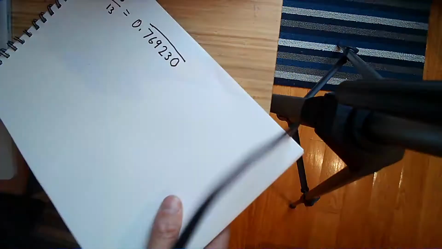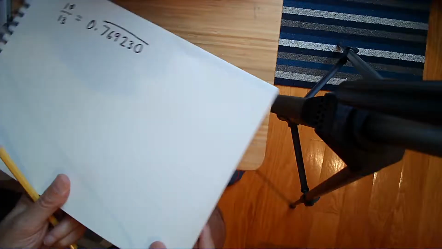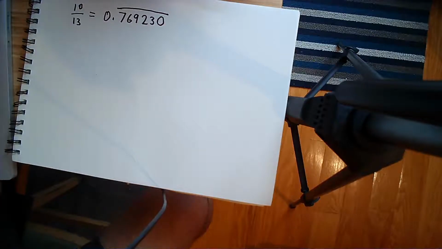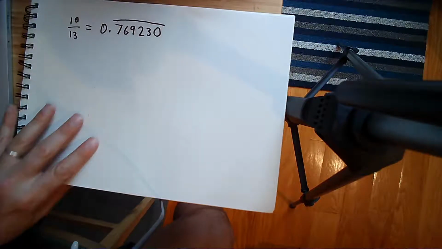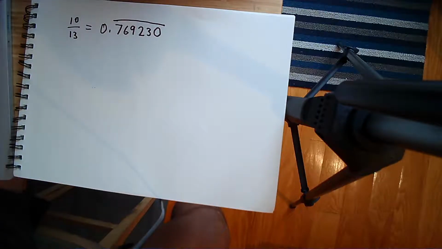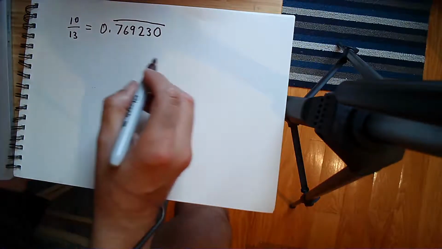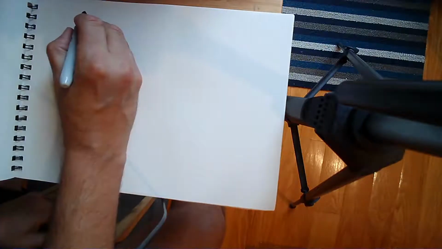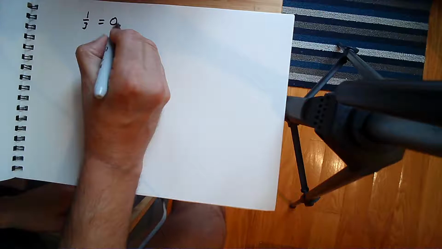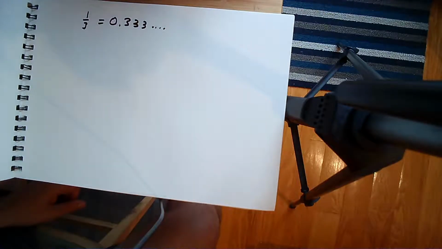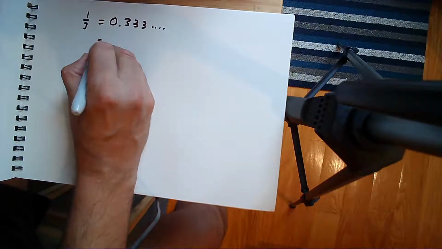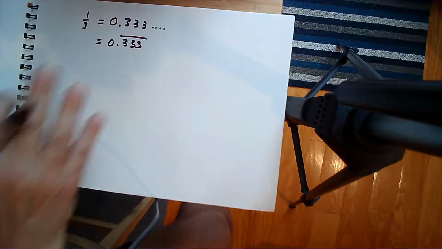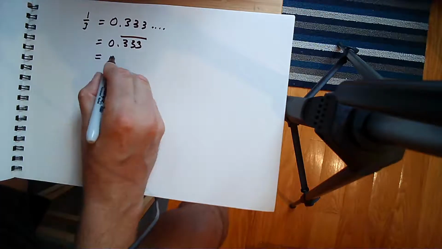First of all, you might be wondering, what is this bar over the digits? Well, that means it's a repeating pattern. So, for example, we've all seen 1/3. I'm going to do this on another piece of paper. 1/3 equals 0.333... Another way of writing that is 0.333 bar. Means the same thing. You can make it even simpler, 0.3 bar.